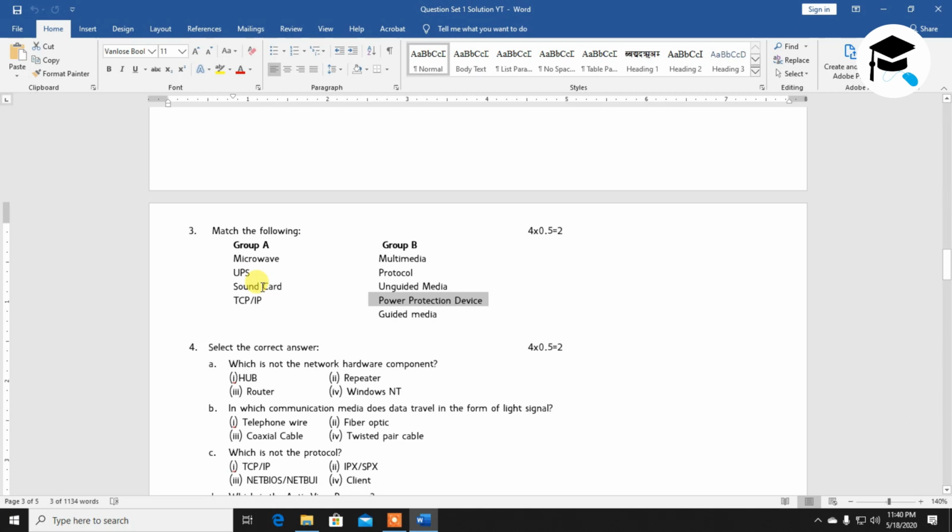Similarly, sound card can be matched with the multimedia. Why? Because multimedia means, for example, if you are using VLC, or any kind of software that helps you to browse the videos and audios, then that comes under multimedia.